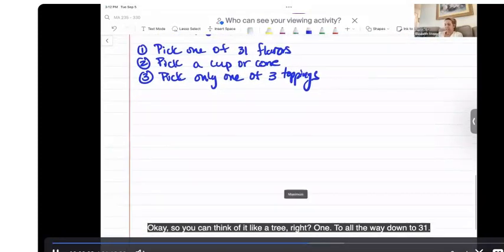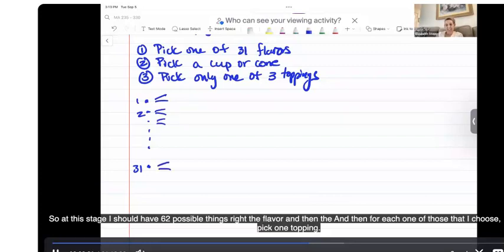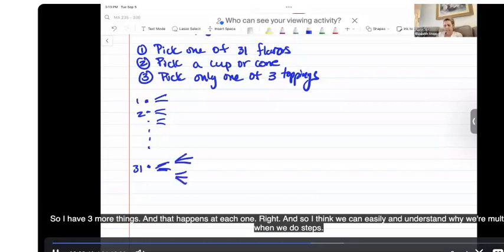Okay? So you can think of it like a tree, right? 1, 2, all the way down to 31. And then for each choice that you make on flavors, you now have to choose cup or cone, cup or cone, cup or cone, cup or cone. So at this stage, I should have 62 possible things, right? The flavor and then a cup, or the flavor and then a cone. And then for each one of those that I choose, I get to pick one topping. So I have 3 more things, and that happens at each one, right? And so I think we can easily understand why we're multiplying when we do steps, right?